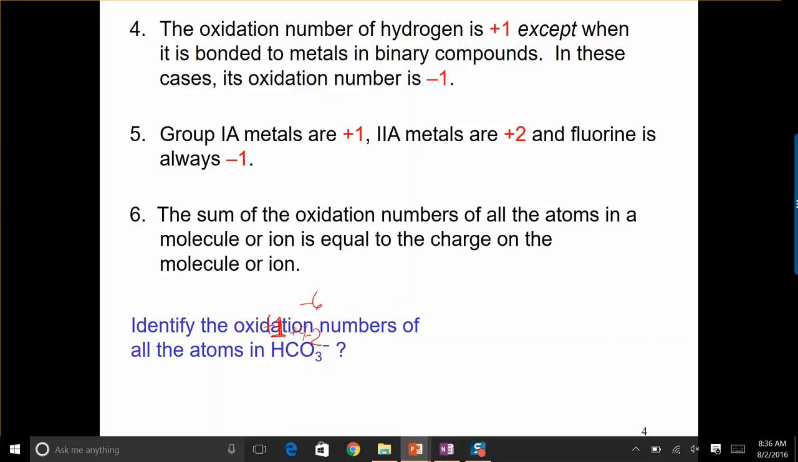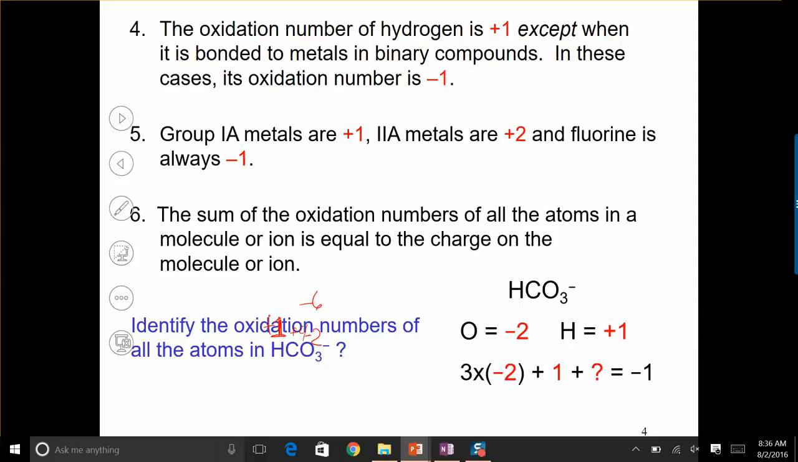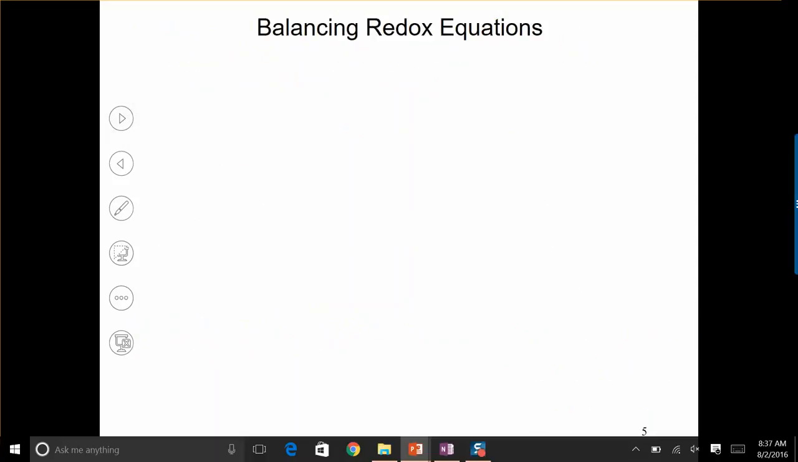Okay, so that's how we identify those oxidation numbers. There we go. This one, yes, carbon is plus 4. Okay, now this is always a challenge for people, so pay close attention.